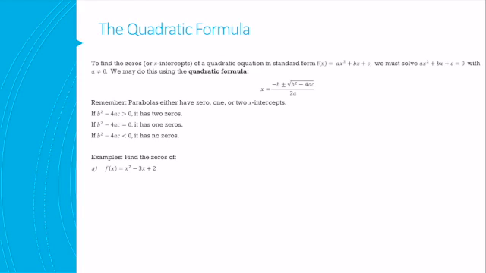When it comes to finding the zeros for degree 2 equations or quadratic equations, we need to use the quadratic formula. This quadratic formula right here, okay? It's important to remember that parabolas either have 0, 1, or 2 x-intercepts. What does that even mean? Let me draw a picture.